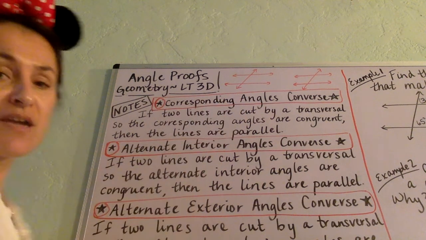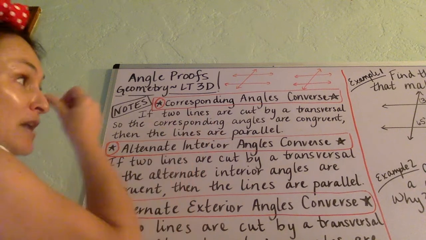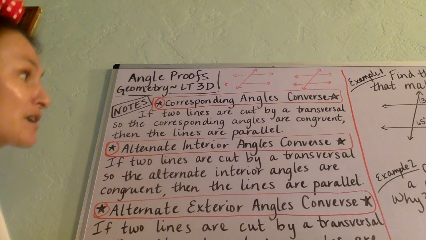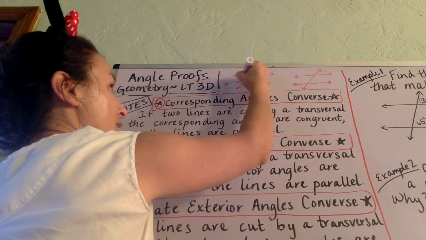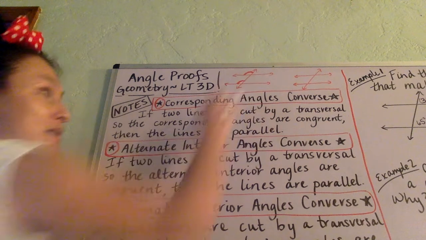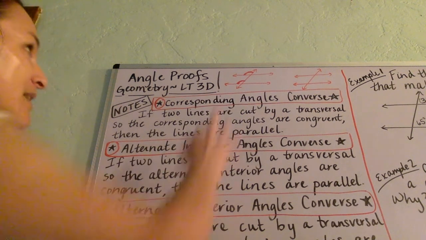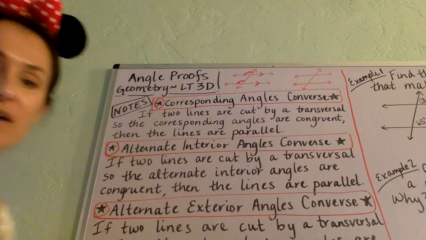So corresponding angles, converse of the original theorem: if two lines are cut by a transversal so that the corresponding angles are congruent, okay? So for example, if I tell you that this angle and this angle are the same, you can tell that they're corresponding, they're in the same spots from each other, well then that means that the two lines must in fact be parallel. You can go ahead and make that conclusion.